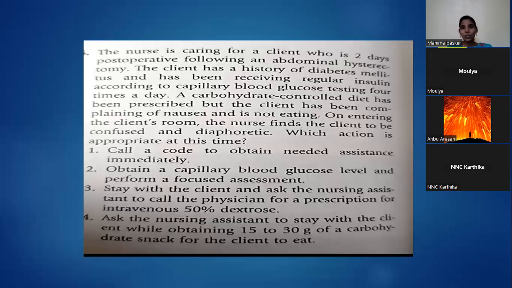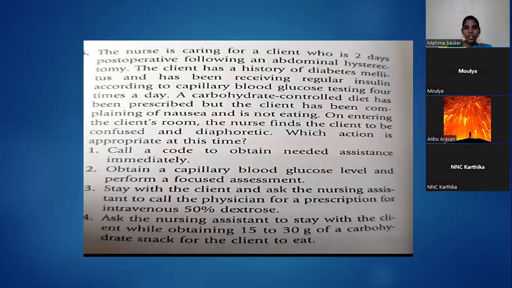Sometimes very easy questions have answers. Sometimes we think so much, but the answer is very easy. What is the answer? Now you know. The second is the answer: obtain the capillary blood glucose level. So according to the blood glucose level, you have to relate it with the patient.